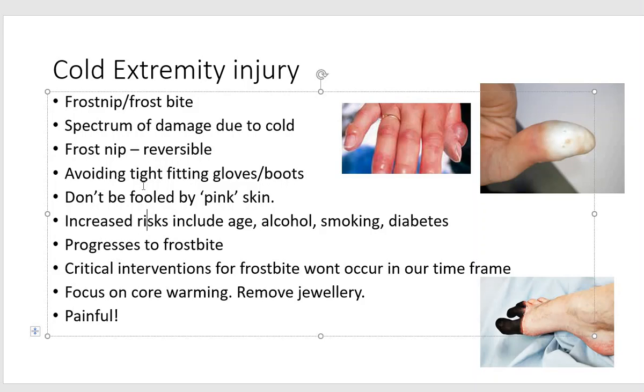So frost nip is reversible. It's the very early stages, up to about 30 minutes of quite extreme exposure to cold. You can start to get some skin changes. They start to become painful, or alternatively you might have a reduced sensation. You might start to swell, and then this will progress in time to more numbed, dead skin. There might be whitening of the skin.